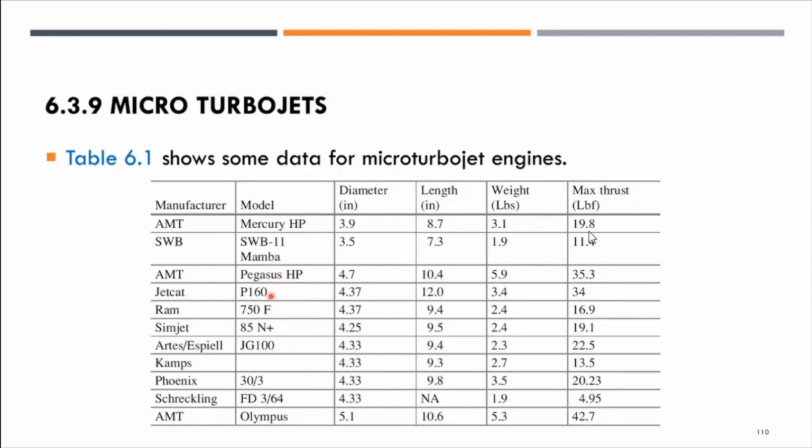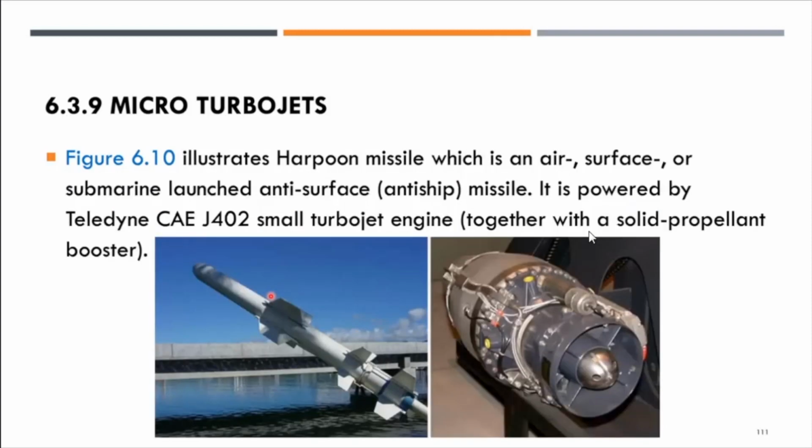UPM. Okay. This particular figure 6.10 illustrates a Harpoon missile, which is an air-to-surface or submarine launch anti-surface anti-ship missile. It is powered by Teledyne small turbojet engine together with solid propellant booster. So this type of engine is installed inside the Harpoon missile.